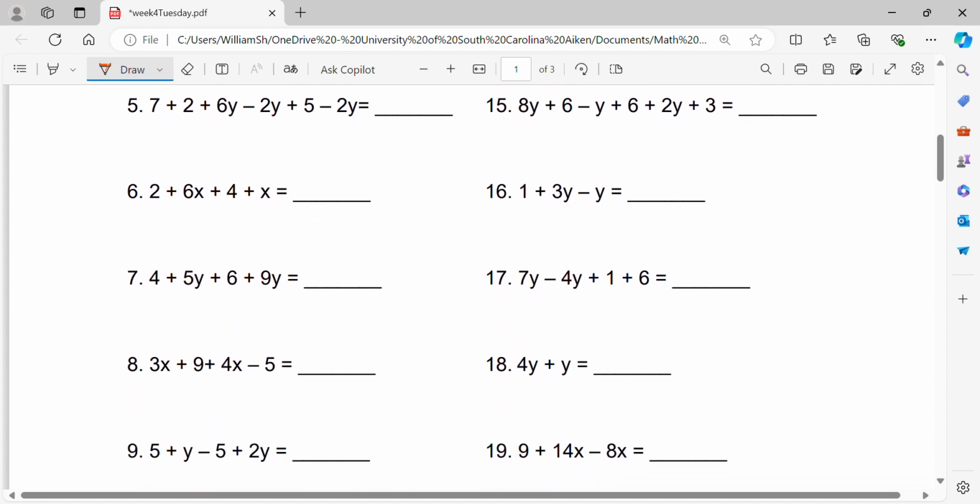Number 5. Oh, we have quite a number of terms in number 5. So we have 7 plus 2 plus 6y minus 2y plus 5 minus 2y. Okay. Now, I can combine all the constants. So I can do 7 plus 2 plus 5. 7 plus 2 is 9. 9 plus 5 is 14. Okay, I've combined all the constants.